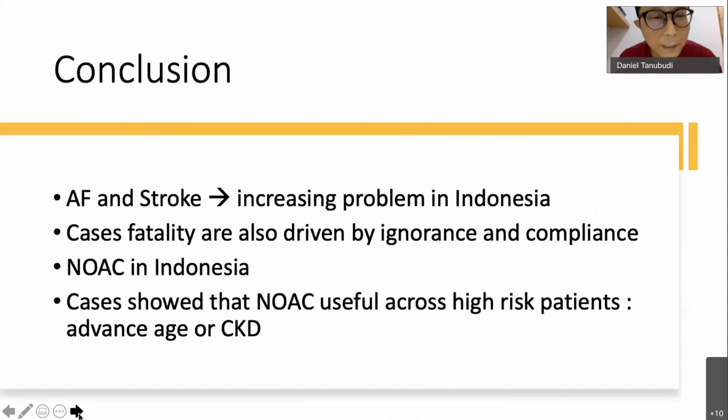So, ladies and gentlemen, as a conclusion, in line with the worldwide trend, AF and stroke also increase in Indonesia. And in our cases, fatality is also driven by ignorance and the compliance of the patient. So it is our duty to inform. Before we can inform the patient, we also have to have the knowledge and updated data regarding NOAC and stroke prevention. And our cases show that NOAC is useful across high-risk patients, advanced age, or CKD. Thank you very much for your attention.